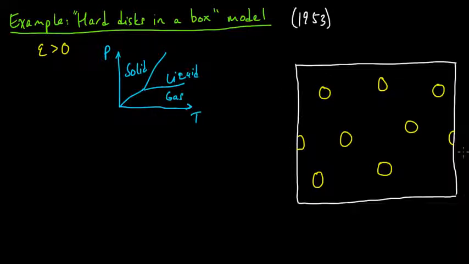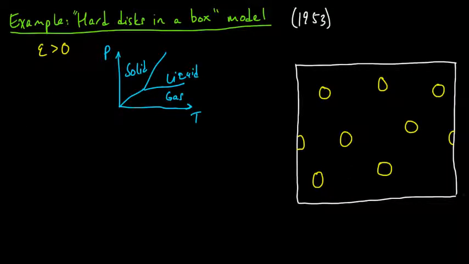And this hard disks in a box model, or sometimes they generalize it to hard spheres in a box, making it a three-dimensional box, was proposed as a theoretical model to try to understand this very general picture, because so many materials and substances have a prototypical phase diagram like this. So they did apply Markov chain Monte Carlo to simulating this model.